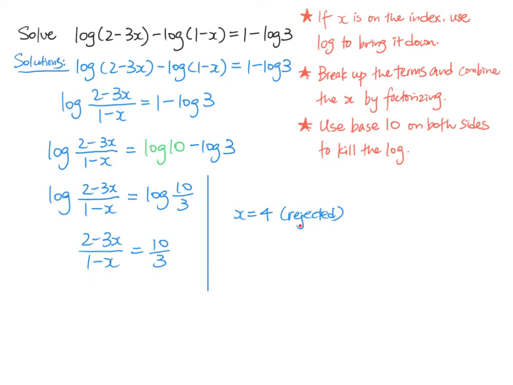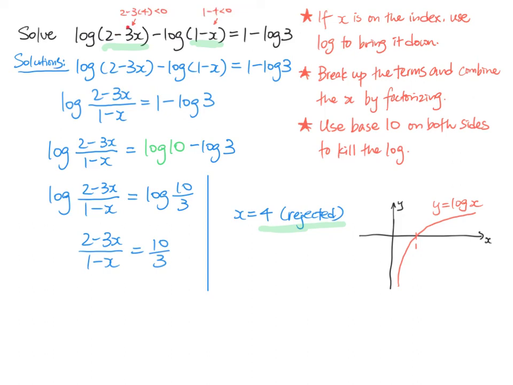However, why is it rejected? 4 is rejected because if you put 4 into the original, log of something cannot be negative. If you remember the graph, this is the graph of a log. The domain is just greater than 0 for the x. And so if you put 4 into here, this thing will be less than 0. That's no good. And so the last tip for you would be you always need to check answers. And so we conclude by saying that the equation has no solutions.